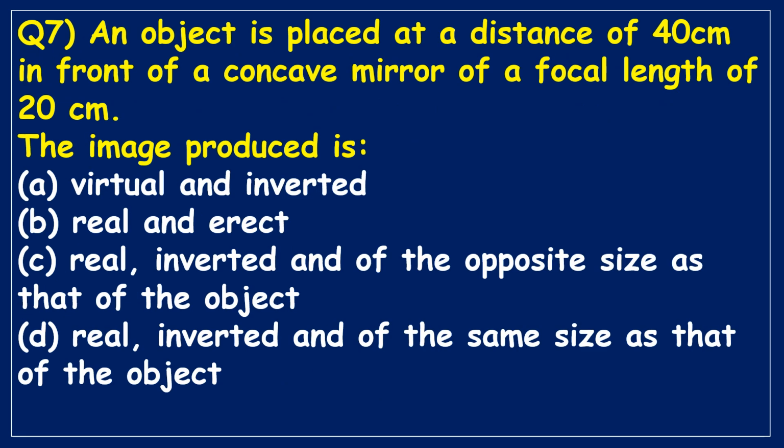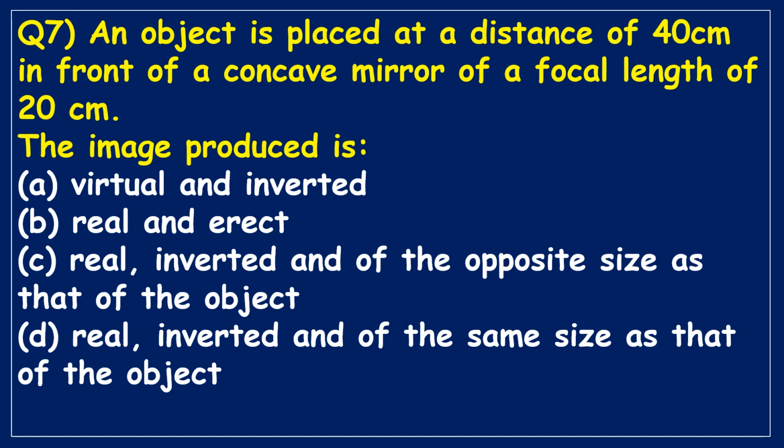Question. An object is placed at a distance of 40 centimeters in front of a concave mirror of a focal length of 20 centimeters. Then the image formed here is: option A, virtual and inverted; option B, real and erect; option C, real, inverted and the opposite size of the object; and option D, real, inverted and of the same size as that of the object.